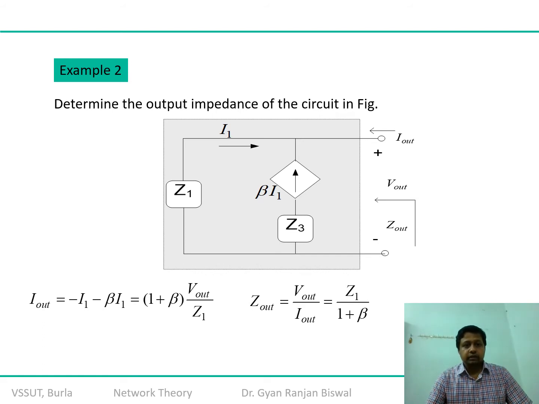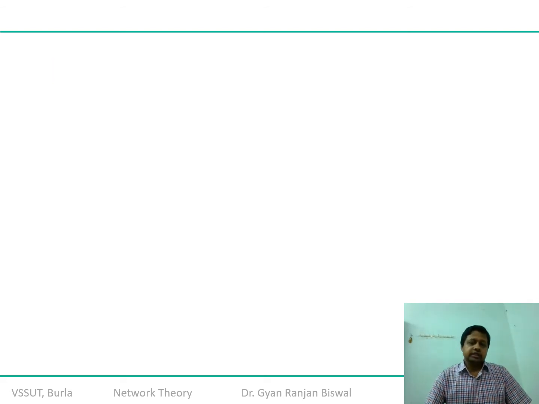Okay, so ultimately it will be equal to 1 plus beta of V output on Z1, or Z output if you want to work out. So Z output is already available in terms of Z1 and current, that is I out into Z1 upon 1 plus beta. So if you substitute this, you will get Z1 upon 1 plus beta. So that is all about the one port network.